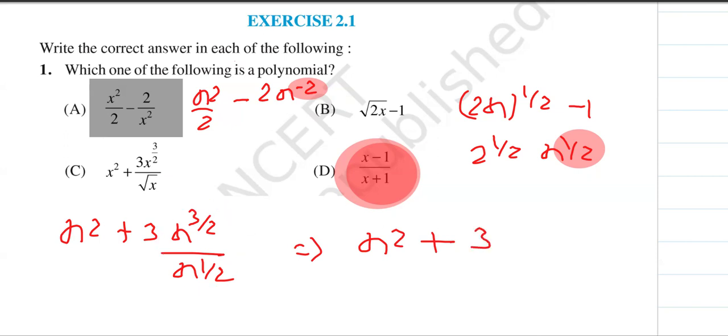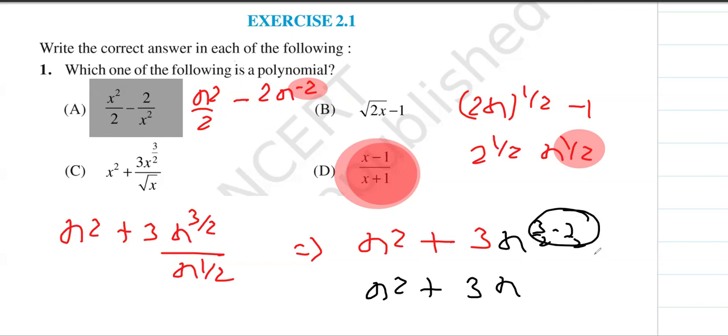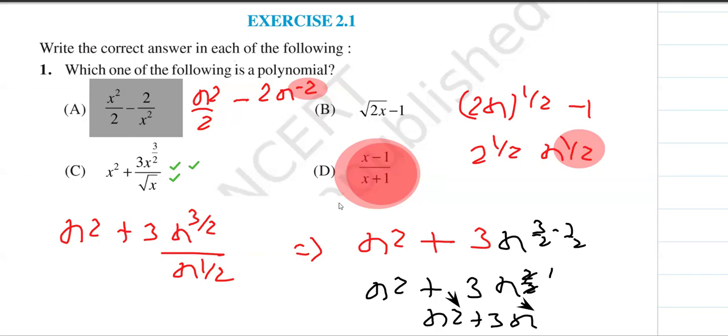If we apply the laws of exponent over here, we know that when the same bases are divided, powers are subtracted. So x raised to the power 3 by 2 minus 1 by 2. So we get this as x raised to the power, 3 by 2 minus 1 by 2 is 2 by 2, and 2 by 2 is 1. So we got this as x squared plus 3x. As you can see here, both the powers, x squared as well as x raised to the power 1, are whole numbers. Therefore, we'll say that this is a polynomial.